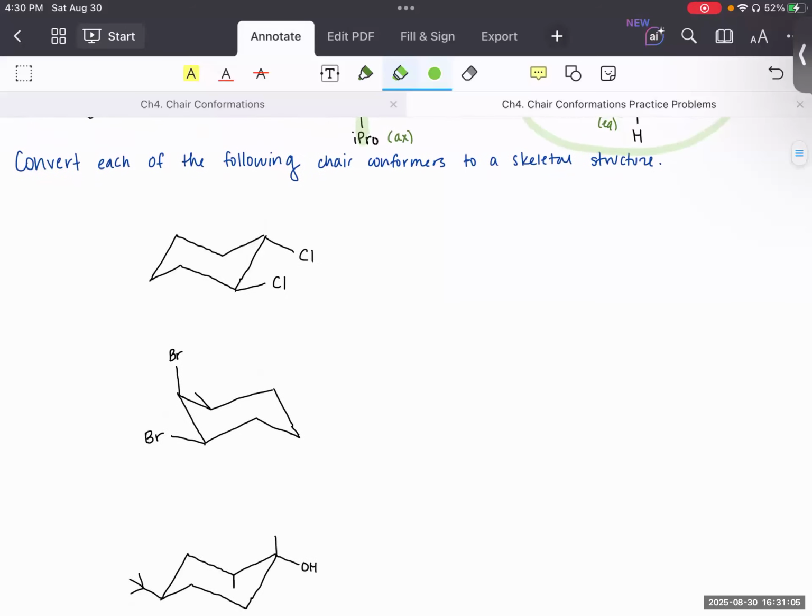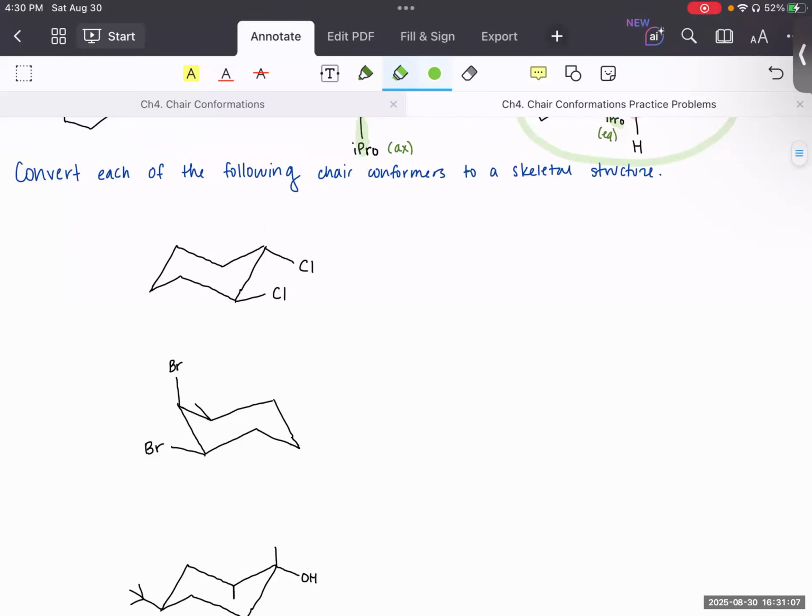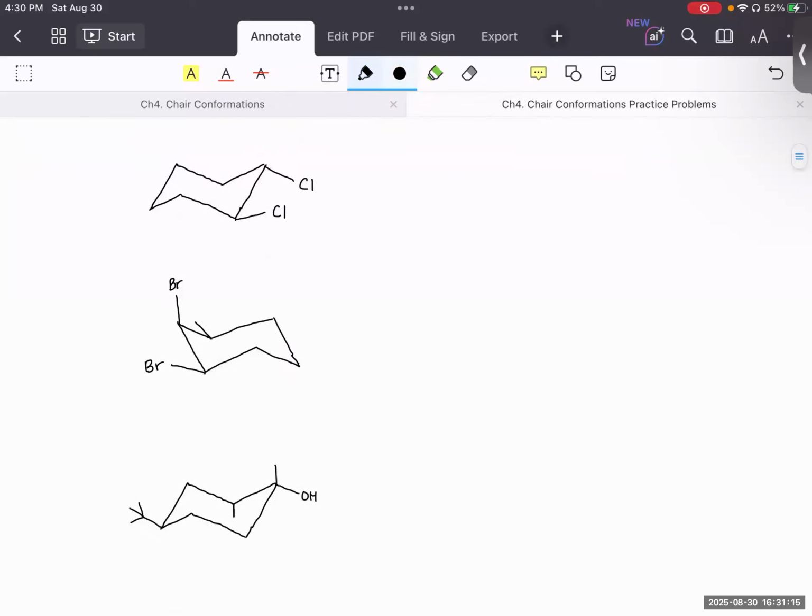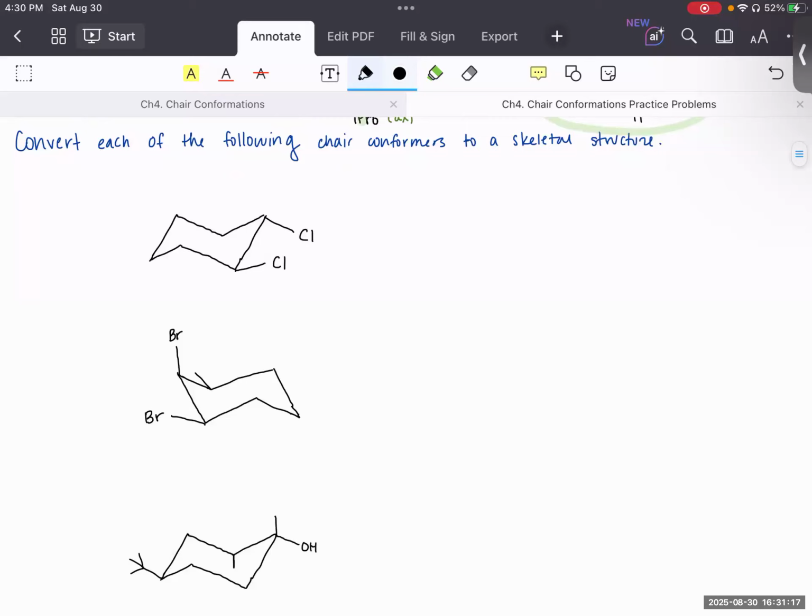All right, so we're done with that question. So this last question for this problem set is to convert each of the following chair conformers to a skeletal structure. And so for this, we can see that we're given the chair conformation and we have to draw out the skeletal structure. So the first thing we're going to do is draw that six-membered ring for all of these. Since we're working with chair conformers that have 6 carbons, we know that all of these are going to be cyclohexane structures.